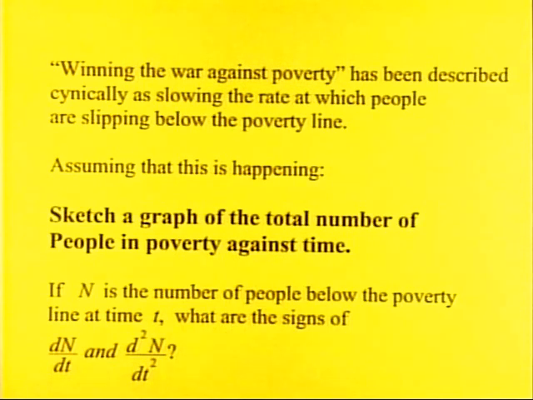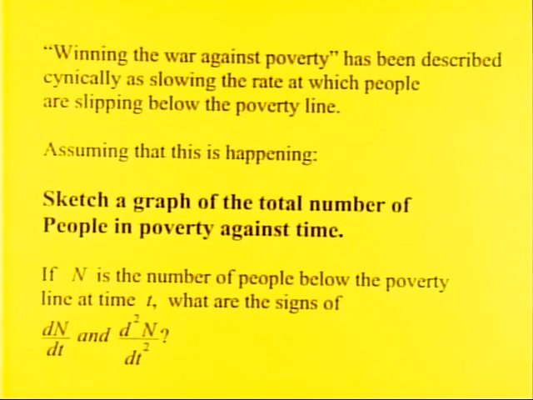Okay, I'm going to give you a philosophical problem. All right? Hopefully you can read this. You ready? Winning the war against poverty has been described cynically as slowing the rate at which people are slipping below the poverty line. Assuming this is happening, sketch a graph of the total number of people in poverty against time.